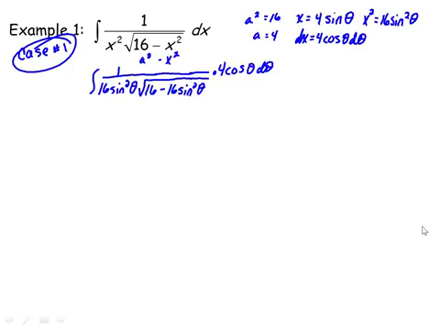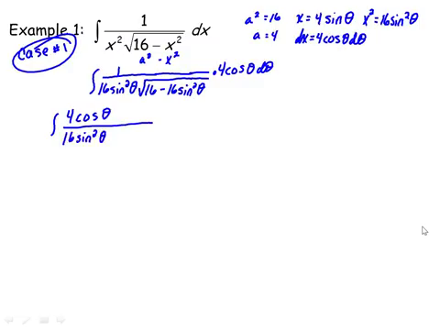Okay, so substitution is done. We've done all of our substitution. We've done all of our calculus that we need to do. Now what we're going to do is clean this up a whole lot. And as we clean this up, we're going to be using algebra and trig. So keep up on this, okay? So what we're going to have is the integral. And I'm going to go ahead and bring the 4 cosine theta over 16 sine squared theta.